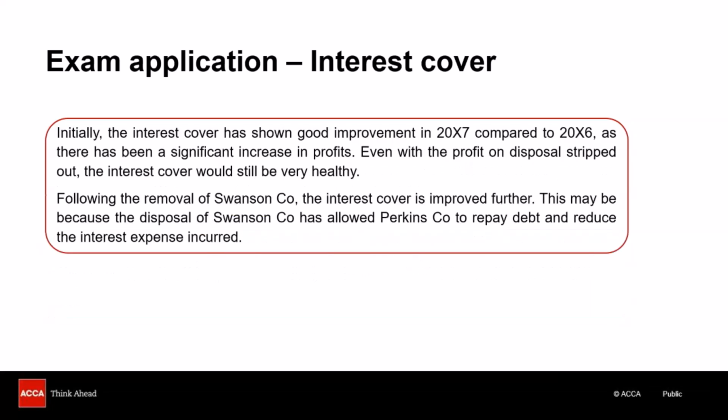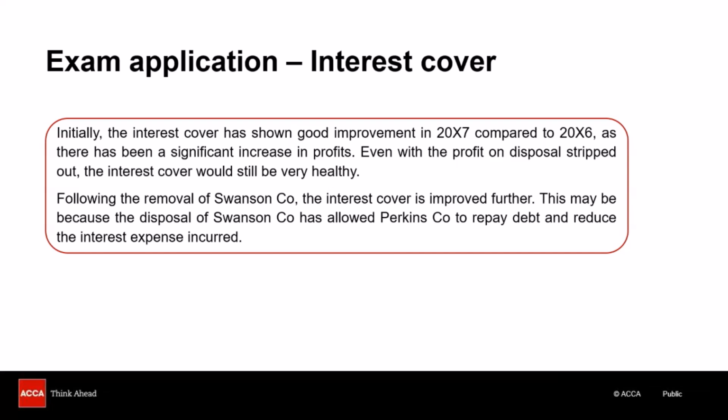Let's see one more example. Initially, the interest cover has shown good improvement in 20x7 compared to 20x6, as there has been a significant increase in profits, even with the profit on disposal stripped out. So the interest cover has improved, and what is the major reason for it? The profits have significantly increased.